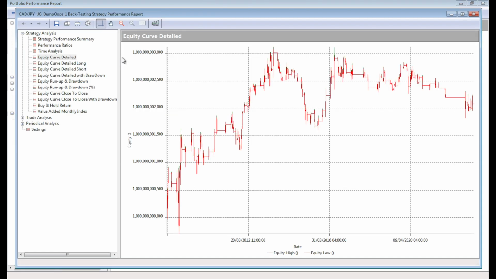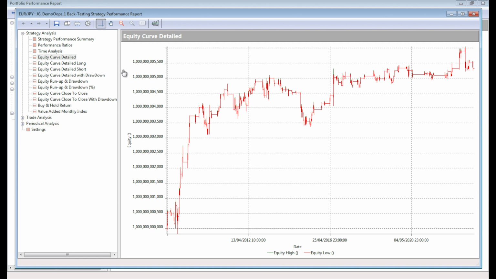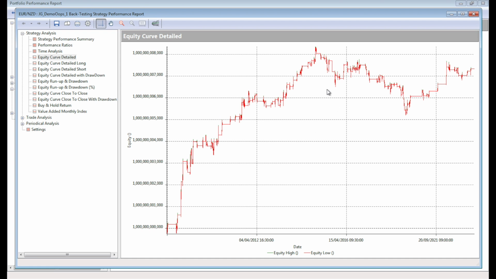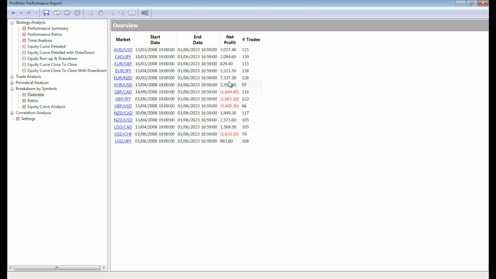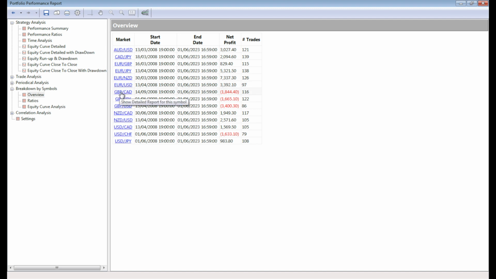Canadian Japanese yen, not so good. Euro pound making a bit of money. Euro yen making 5,300 pips, with a fairly flat equity curve for the majority of the test. Euro New Zealand making the most money, with a pretty decent equity curve right up until this point, where it just starts to go a bit wrong. Euro dollar, similar story with the equity curve. Pound Canadian losing money, pound yen losing money, pound dollar losing money, New Zealand dollar, Canadian dollar.